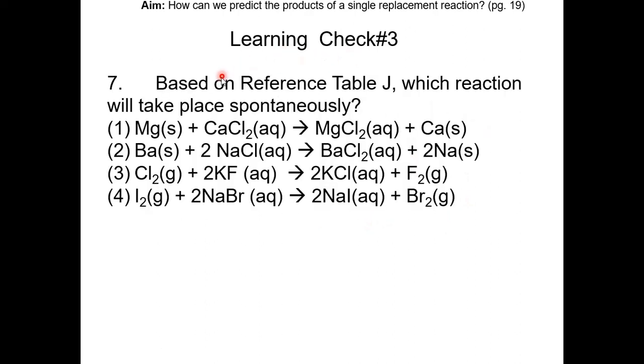Learning check number 3. Based on reference table J, which reaction would take place spontaneously? Pause the video and resume once completed. Since these are all single replacement reactions, you must look at table J. If the element is more reactive than the element in the compound, then it is spontaneous. The only one that has an element more reactive than the element in the compound is choice 2. If we look at table J, barium is more reactive than sodium. That's why barium will displace sodium in the chemical reaction. The other 3 will be no reaction.